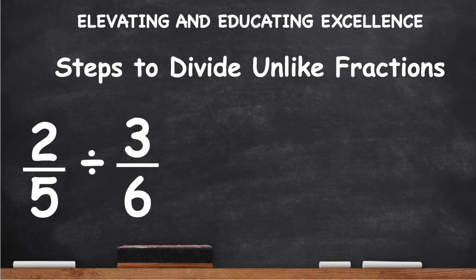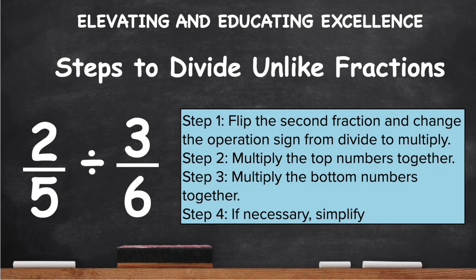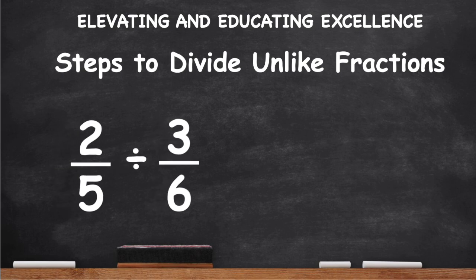Steps to divide unlike fractions. Step number 1, flip the second fraction and change the operation sign from divide to multiply. Step number 2, multiply the top numbers together. Step number 3, multiply the bottom numbers together. Step number 4, if necessary, simplify.